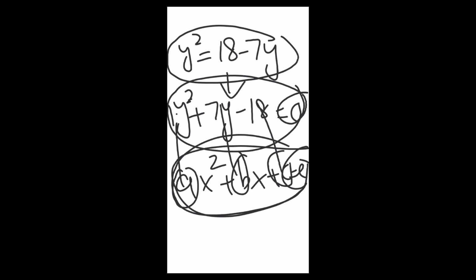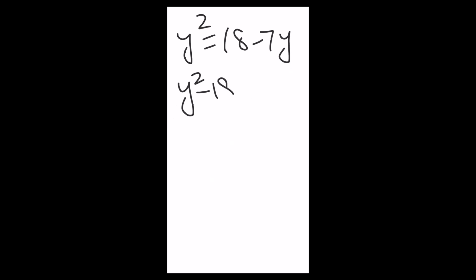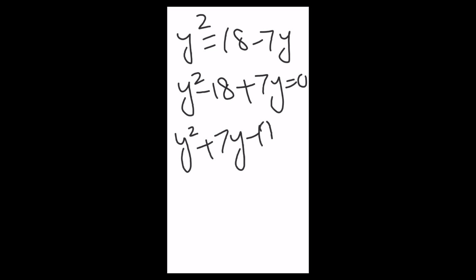So I'm just writing again. Y square is equal to 18 minus 7y. Now that's not standard form. I need to write it into standard form. Y square minus 18 plus 7y equals 0. I am just rearranging it: y square plus 7y minus 18. Now that makes some sense.